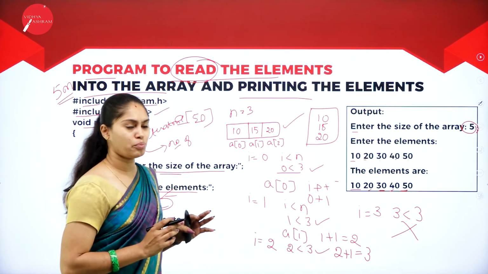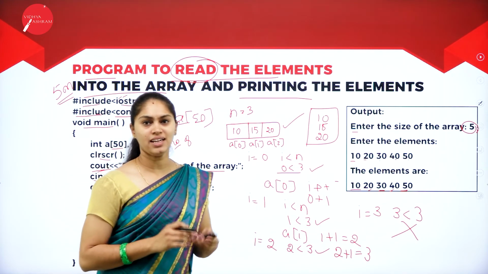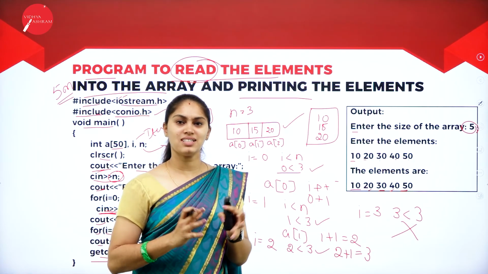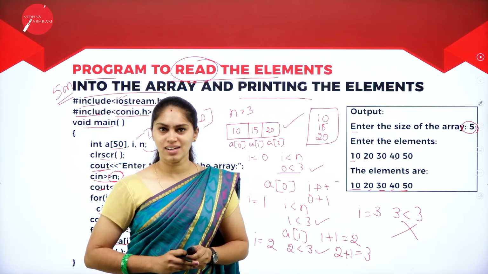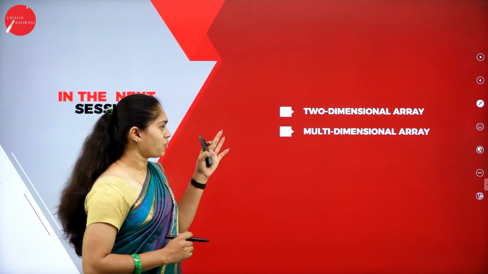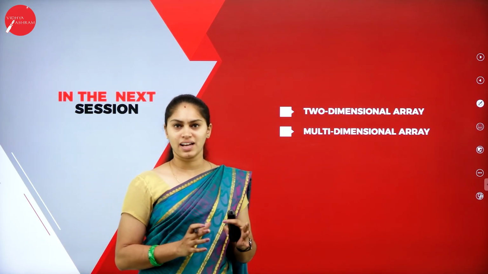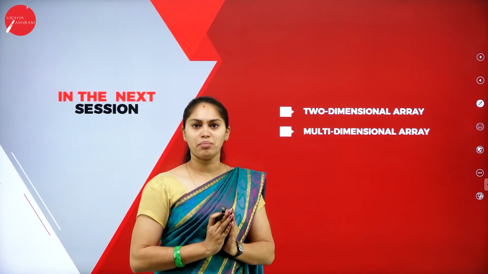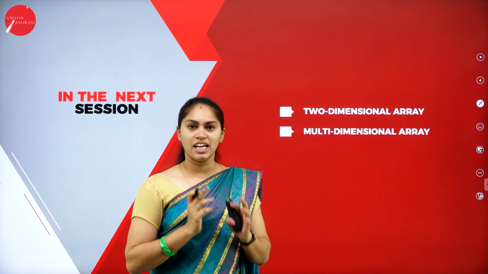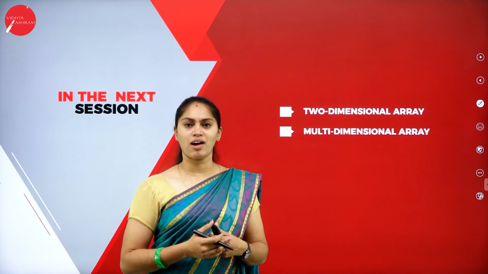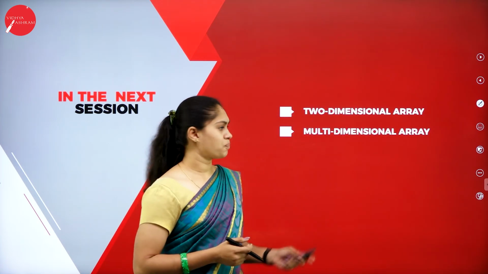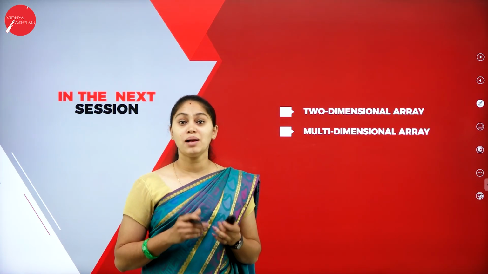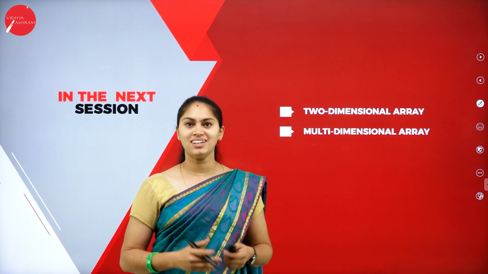Okay. This is a very, very important question for 5 as well as 3 marks. It is regarding the one-dimensional array. In the next session, we are going to learn the two-dimensional array. Whatever we have learnt in the one-dimensional array, the same thing will happen with the two-dimensional array. Instead of one subscript, we will have 2 subscripts. Along with that, I will be discussing the multi-dimensional array in my next session.